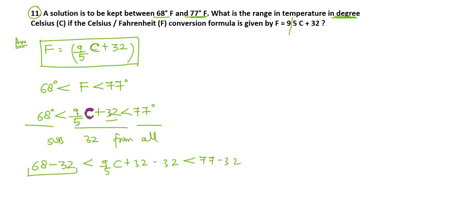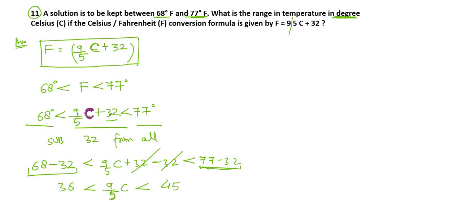So what is this minus this? This is 36, less than 9 by 5 C. This 32 and 32 will cancel. Perfect. Less than, what is this minus this? 77 minus 32 is 45.